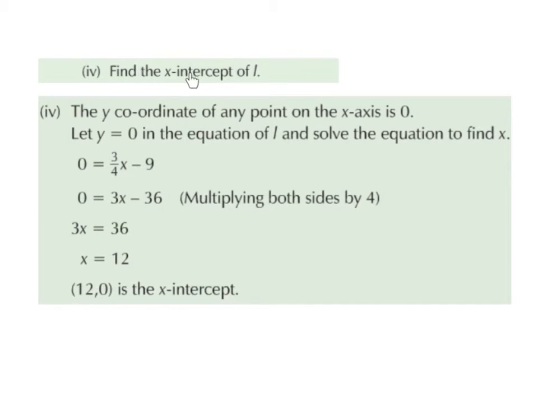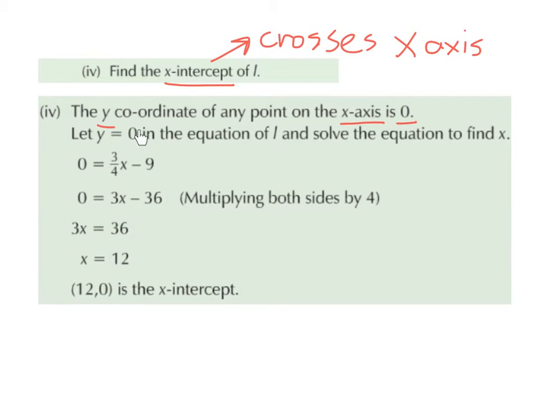Part 4, find the x-intercept of L. The x-intercept is the point at which the graph crosses the x-axis. So the y-intercept is where the line crosses the y-axis, and the x-intercept is where the line crosses the x-axis. So the y-coordinate of any point on the x-axis is going to be 0. So we're going to let y equal 0 in the equation of L and solve the equation to find x. So instead of y equals 3/4 x minus 9, we now have 0 equals 3/4 x minus 9.